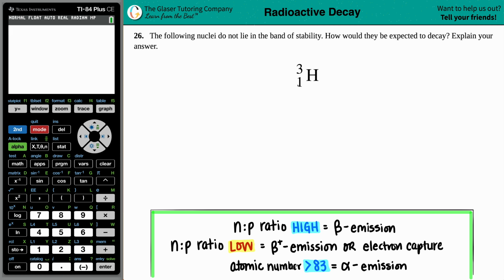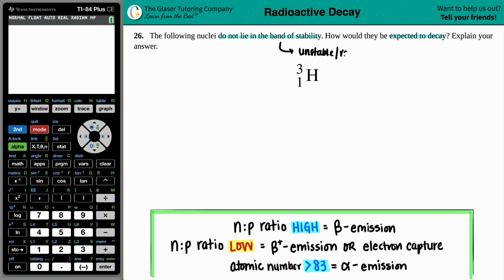Number 26. The following nuclei do not lie in the band of stability. How would they be expected to decay? And then we have to explain our answer. Okay. So if this specific nuclei does not lie in the band of stability, that means that this is an unstable and a radioactive material.